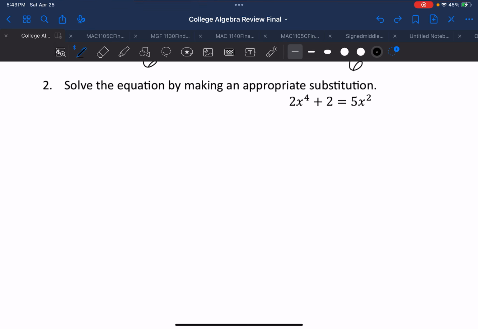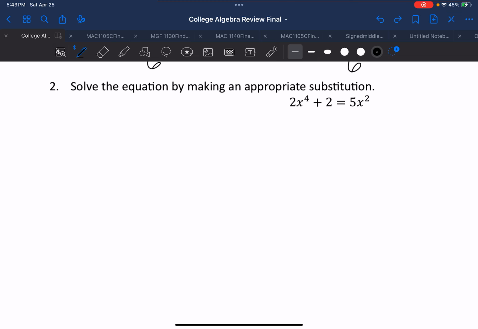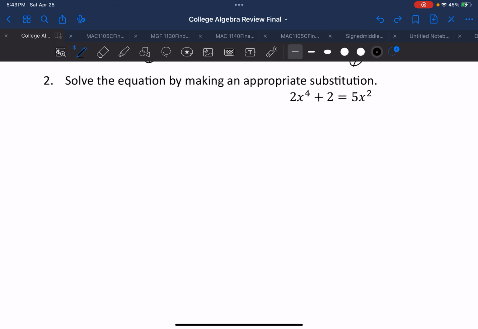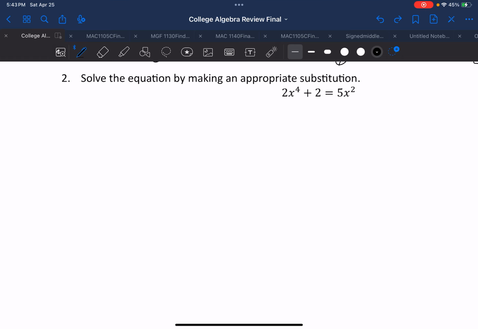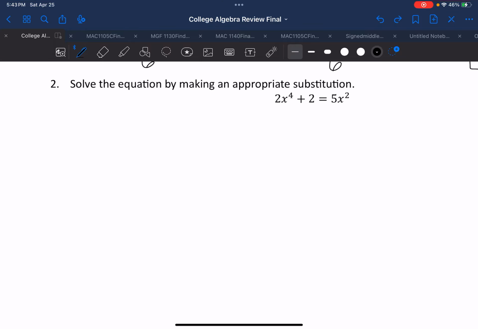Number 2. This is a quadratic in form equation because I see an x to the fourth and an x squared. Whenever you see a larger exponent than just 2, and the larger exponent is double the smaller one, which it is, 4 is 2 times 2, then this is quadratic in form. And the first thing I need to do is get it equal to 0.